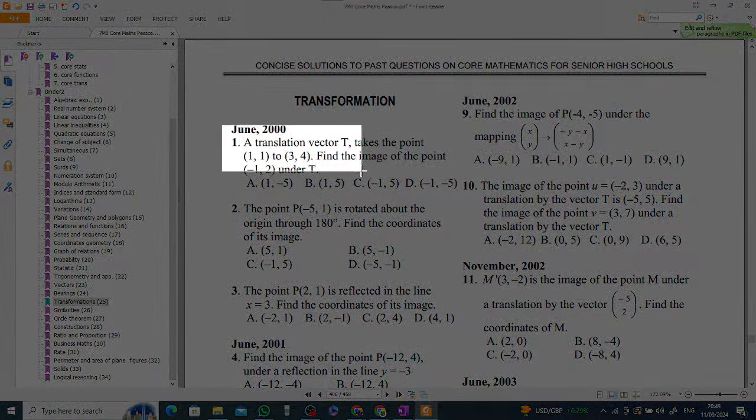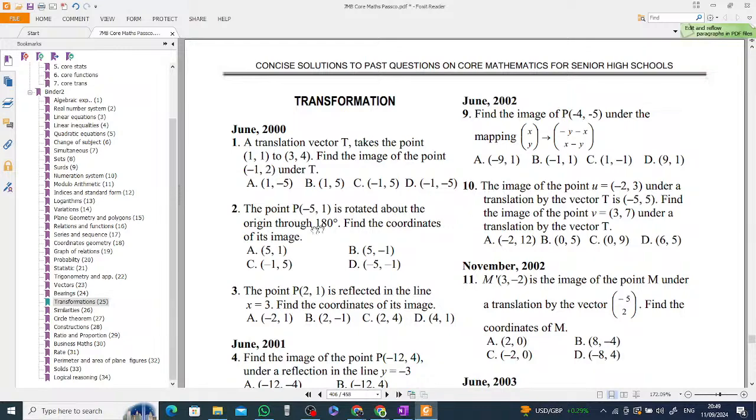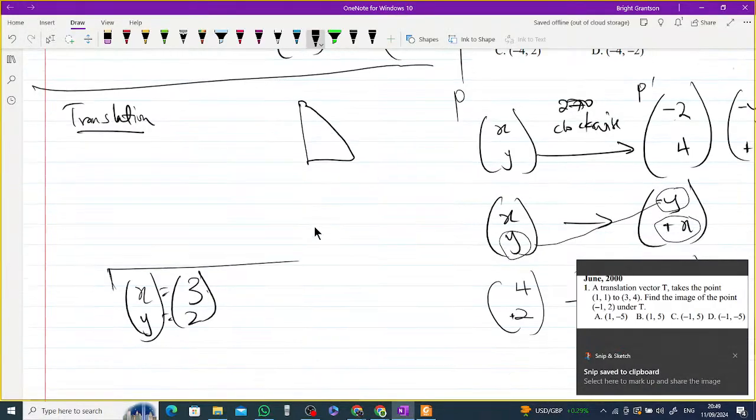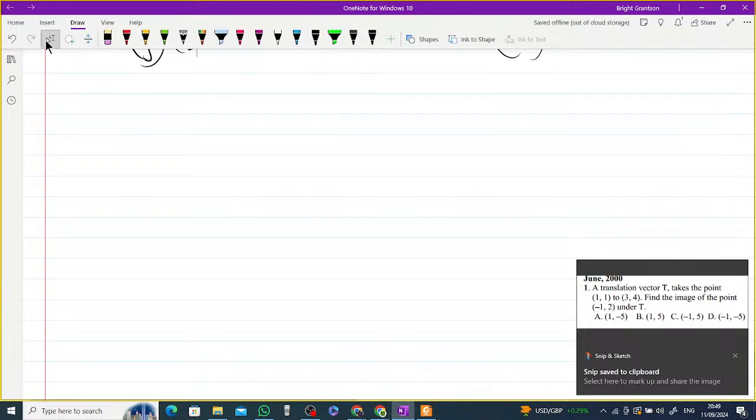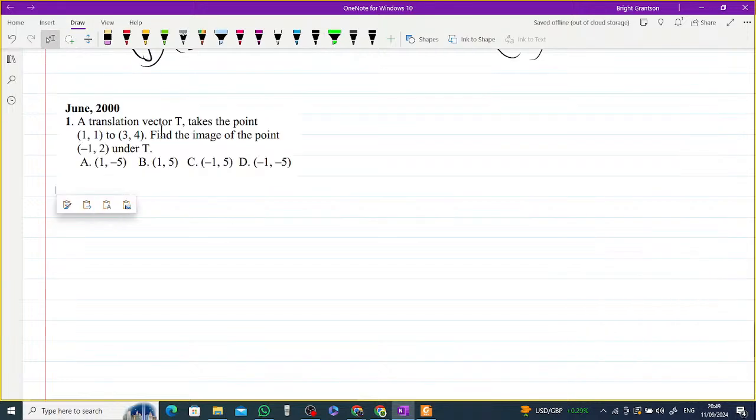A typical question like this: the translation vector T makes the point (1, 1) map to (3, 4). Find the image of the point (-1, 2) under T. Whenever we are doing translation, I equals T plus O. When you are doing matrices, you are doing transformation.